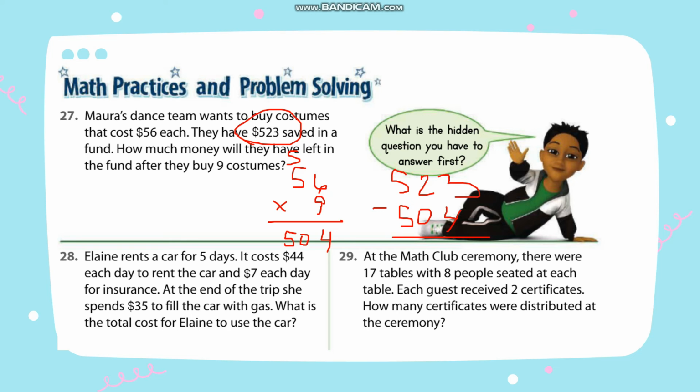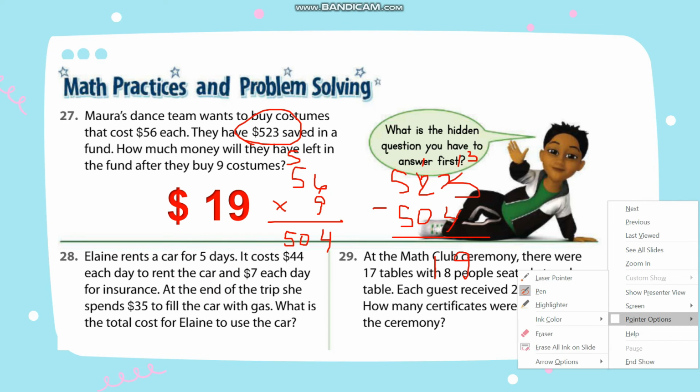So 3 minus 4 cannot be, this becomes 1 and this becomes 13. 13 minus 4 is 9 and 1 minus 0 is 1. That's why the answer is $19 left.